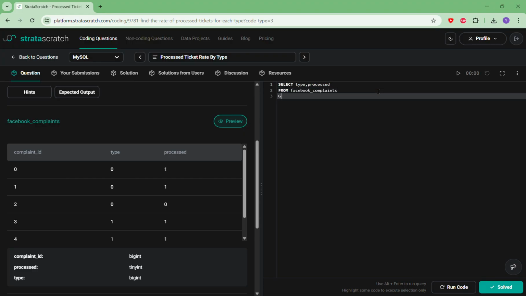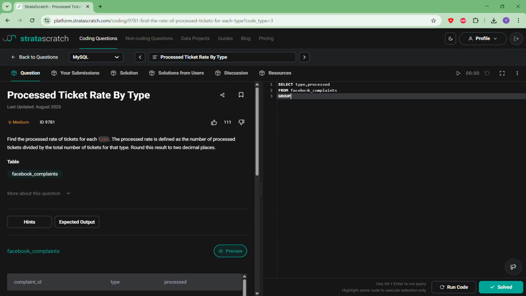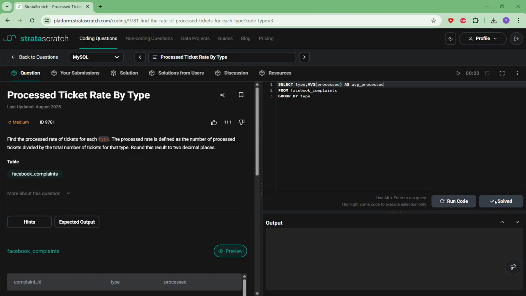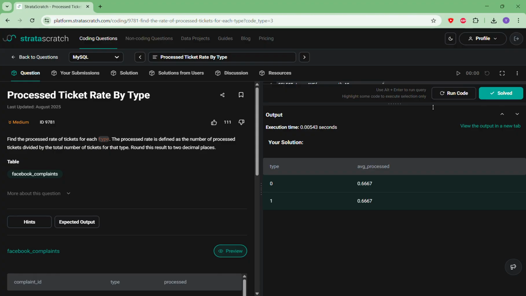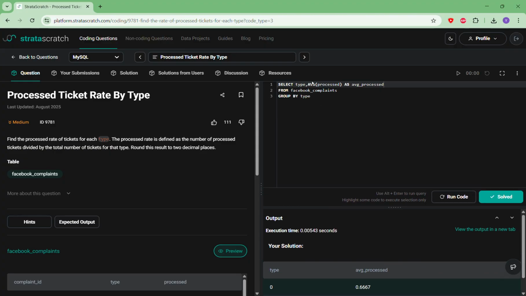We'll group by type because we need to group by the type, and we'll do average as average processed. We'll run this and our output is correct, but it's not because we didn't round this up to two decimal places.